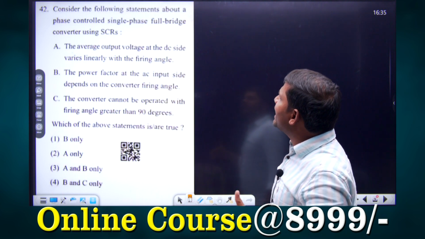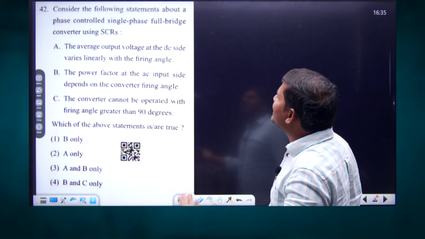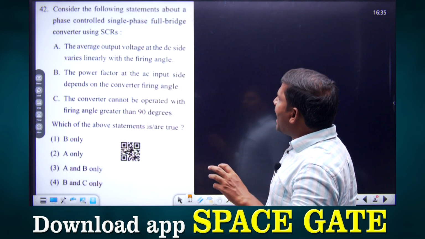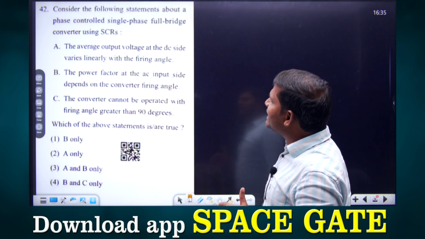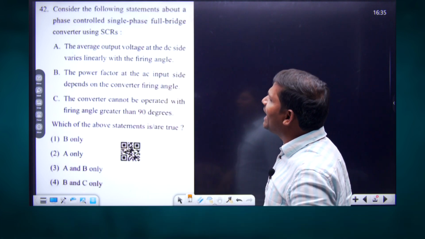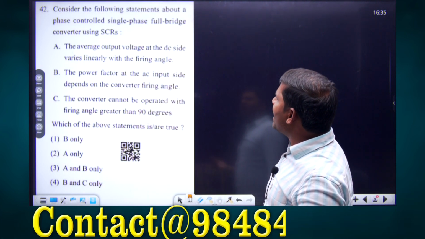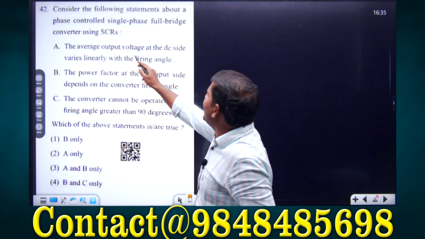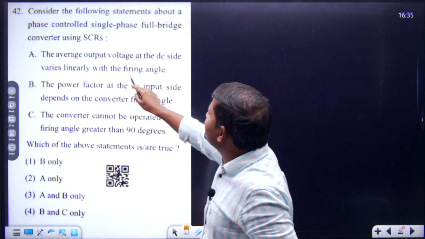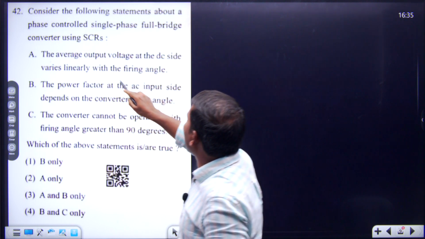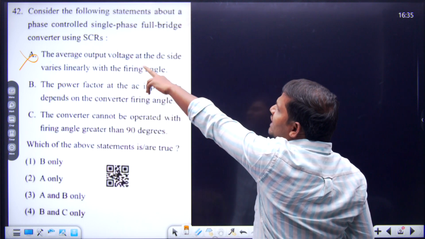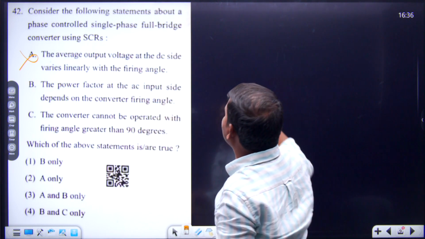Consider the following statements about a phase controlled single phase full bridge converter using SCRs. The average output voltage at the DC side varies linearly with the firing angle. The power factor at the AC input side depends on the converter firing angle. The average output voltage at the DC side varies linearly with the firing angle: it's a wrong statement, students.